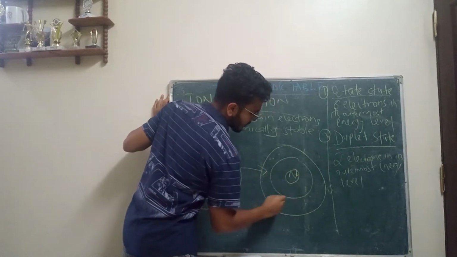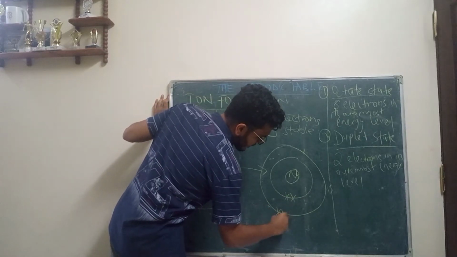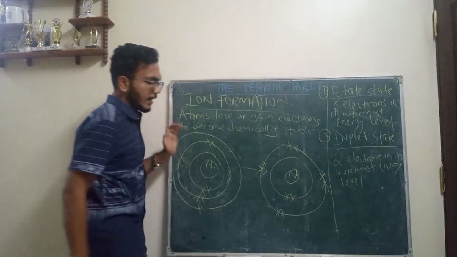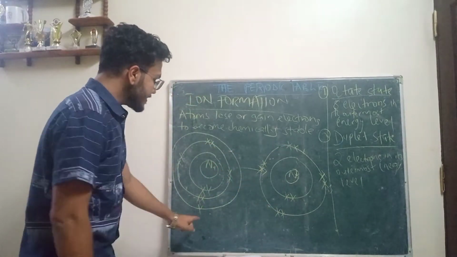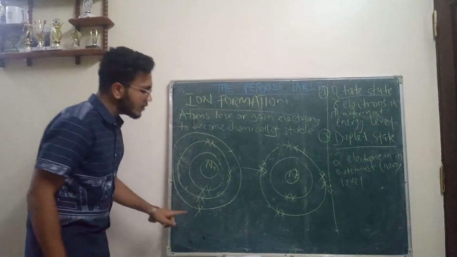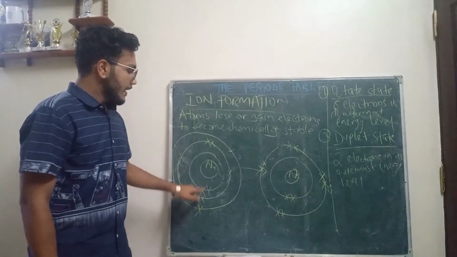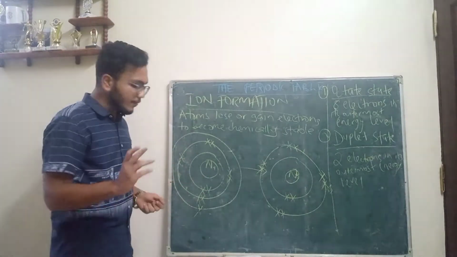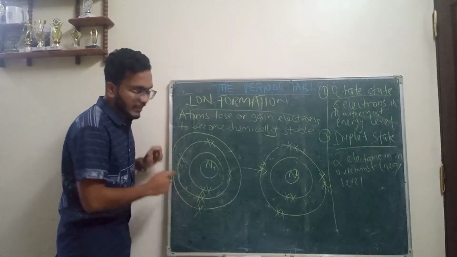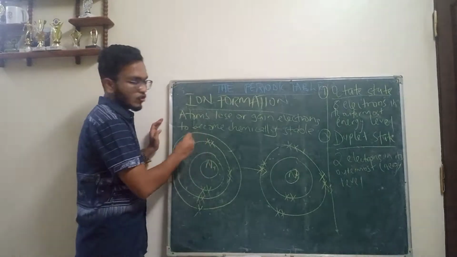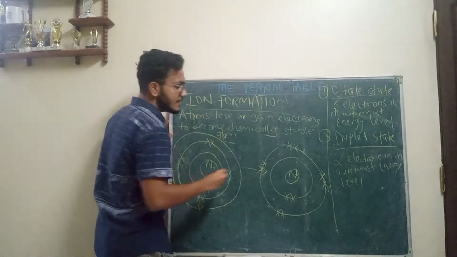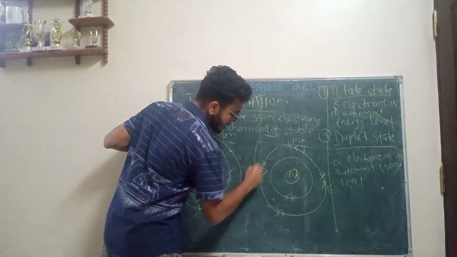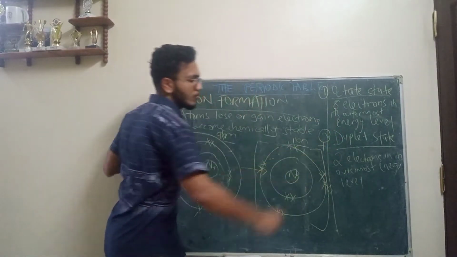This is the nucleus. 2 electrons in the first energy level, and 8 electrons in the second energy level. Now this valence electron, this electron in the outermost energy level, is lost, and so the third energy level goes. How many energy levels does the atom have? It has 3. 1, 2, 3. This is the sodium atom, and this is the sodium ion with a charge of positive 1.